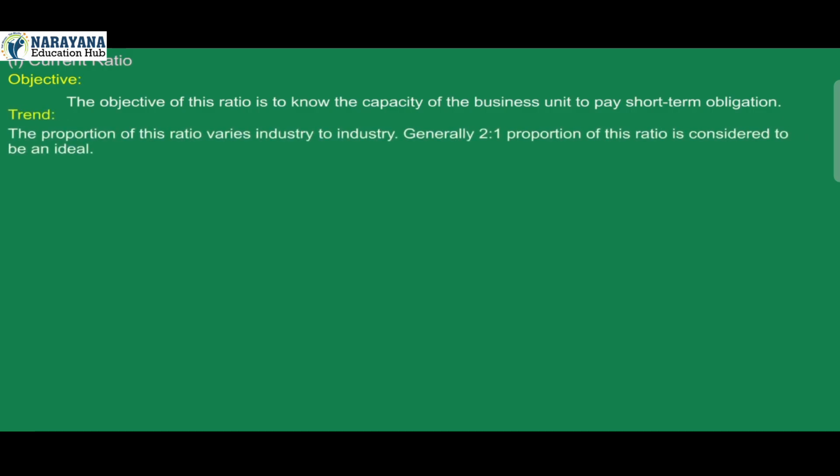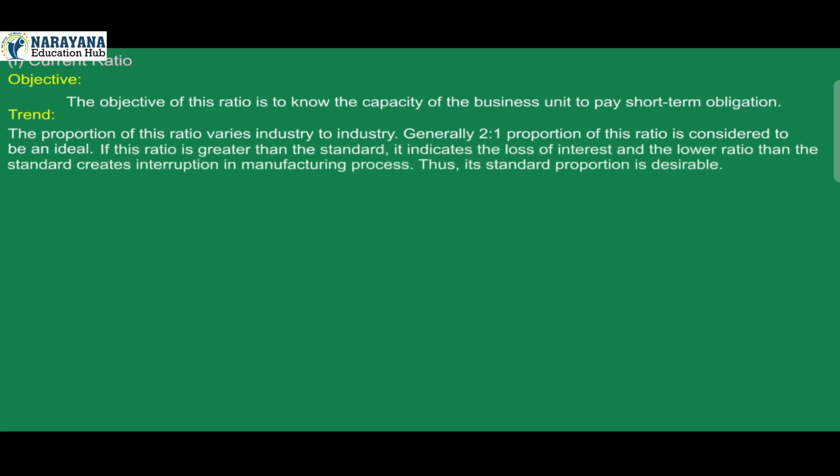Objective: the objective of this ratio is to know the capacity of the business unit to pay short-term obligations. Trend: the proportion of this ratio varies from industry to industry. Generally, a 2:1 proportion of this ratio is considered ideal. If this ratio is greater than the standard, it indicates loss of interest, and a lower ratio than the standard creates interruption in the manufacturing process. Thus, its standard proportion is desirable.